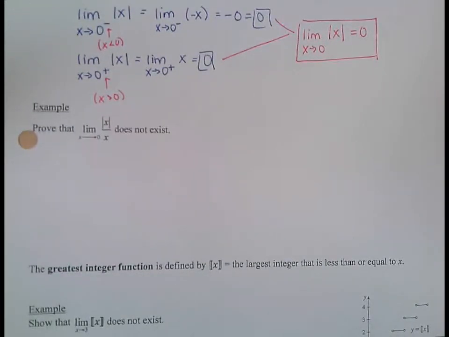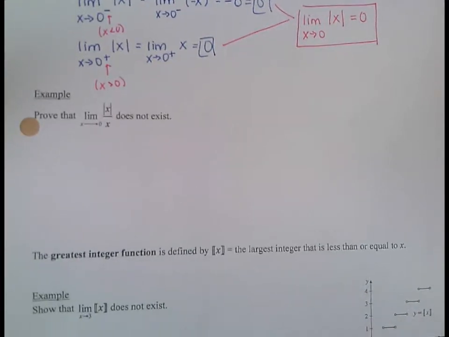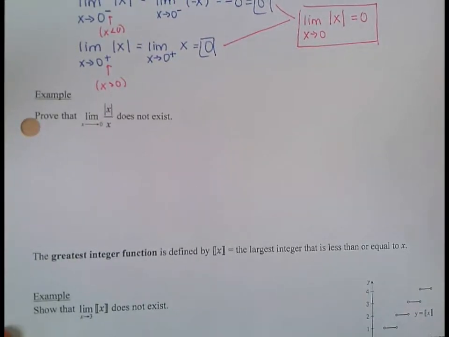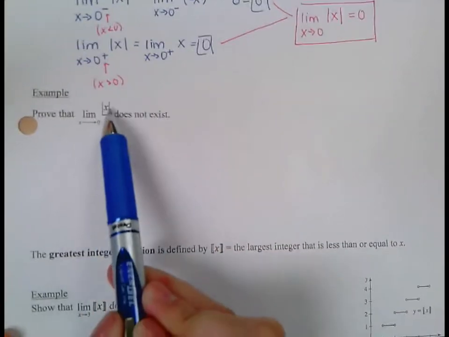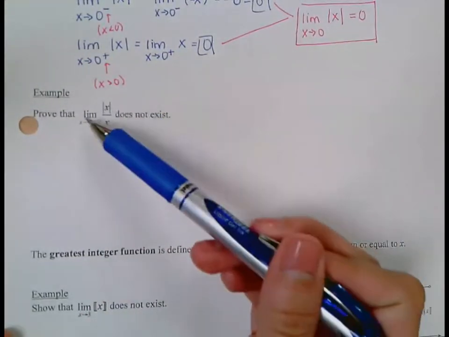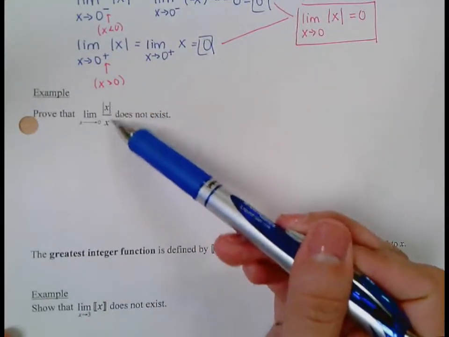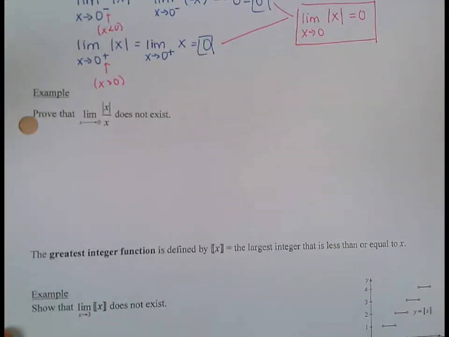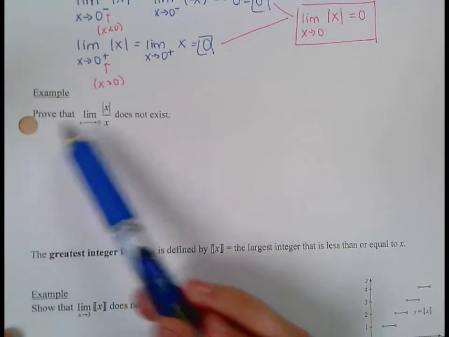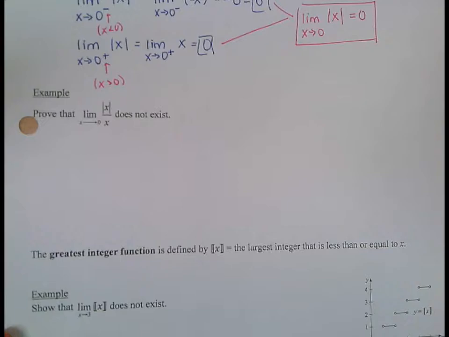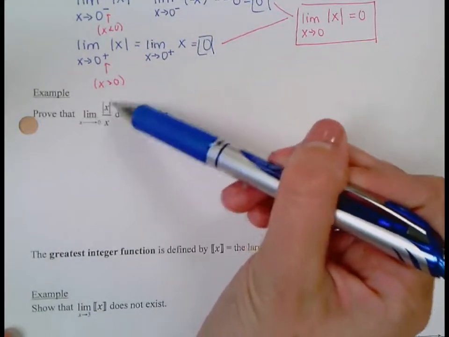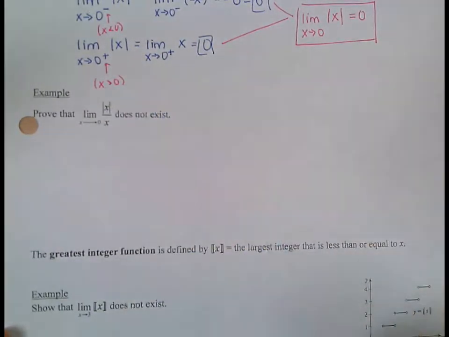Example 2 is still using that same piecewise defined function for the absolute value of x, but now we have a different expression as a whole. We have the limit as x approaches 0 of the absolute value of x divided by x, and we are proving that this doesn't exist.